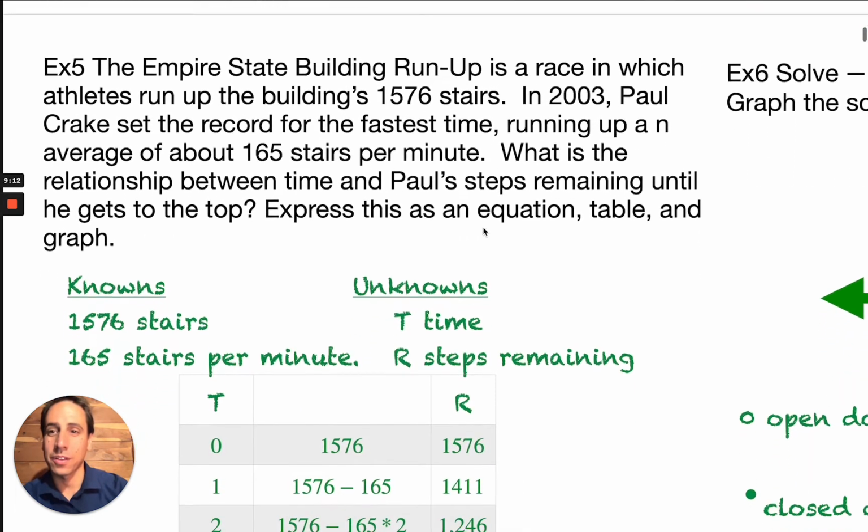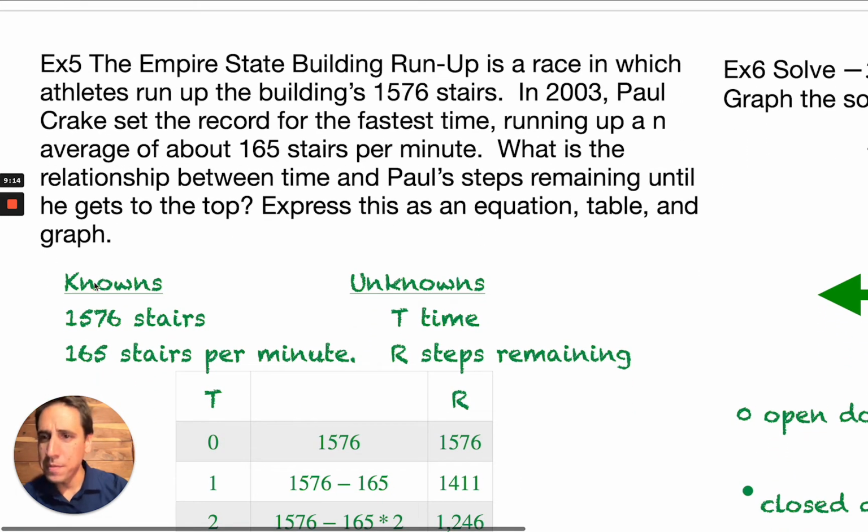All right, well, let's take a look at knowns and unknowns. What do we know? 1,576 stairs. What's the rate? 165 stairs per minute. Unknowns. It's critically important that you examine what the things are that we don't know. What are the variables going to be here that we have to relate? Especially if we're going to make an equation, table, and graph, we need two variables that are going to relate to each other. The two variables are going to be time and the steps remaining.